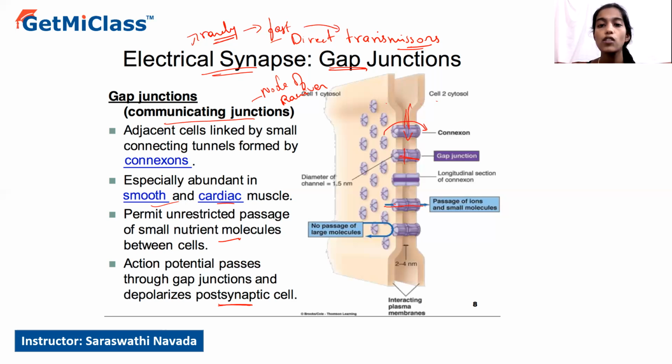In the next session, we'll be discussing the structure and functioning of the brain parts in humans in detail.